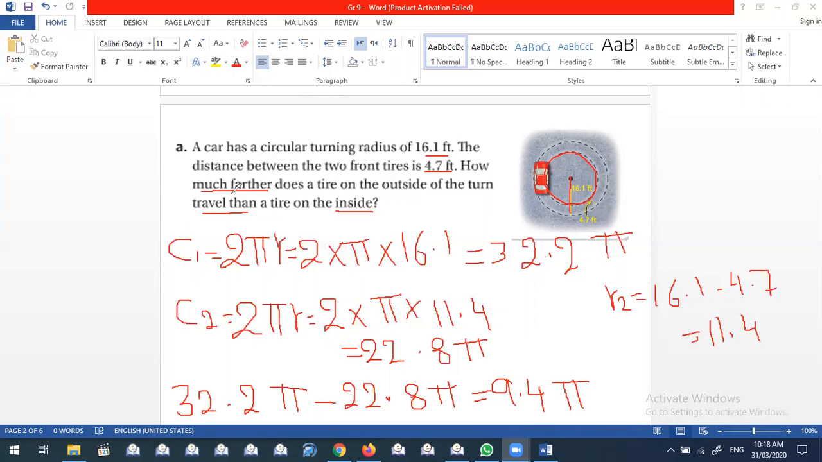So how much further means minus. We are going to find the circumference of the outer circle and the circumference of the inner circle and subtract them.